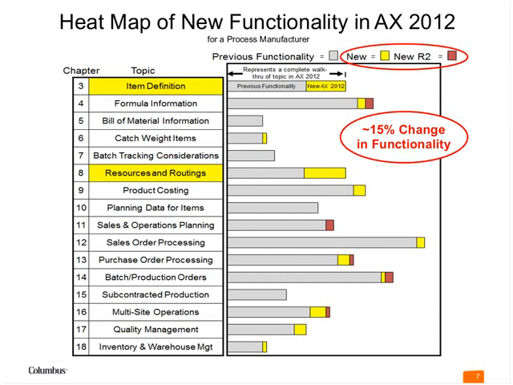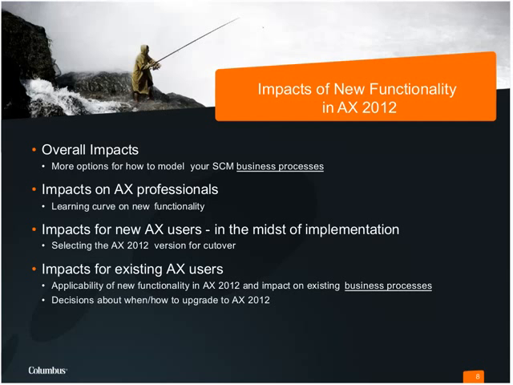If I take a look at the same or similar heat map for the book on process manufacturing, we're seeing changes in 2012 and also the new R2, where the total amount of change is about 15% change in the embedded conceptual models. So what we're trying to do is take advantage of this tremendous investment that Microsoft is putting into AX. And so what are some of these impacts? Well, now we do have more options on how to model our business processes. And for those of us that are AX professionals, there is a learning curve on this new functionality.